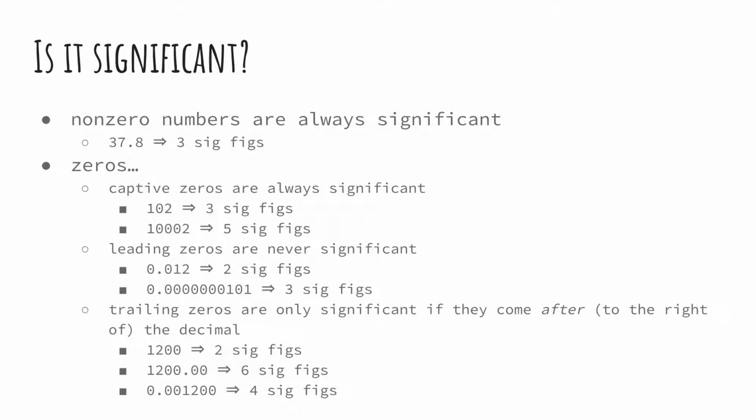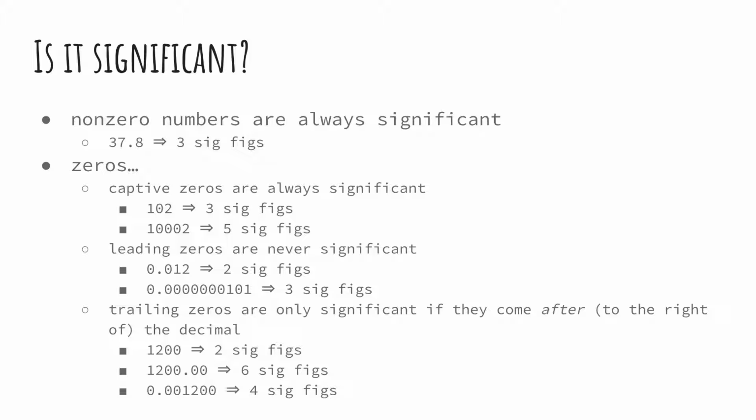So here are the rules for determining whether a numeral in a measurement, whether a figure, is significant. Non-zero numbers are always significant. So you look at the number 37.8. That has 3 significant figures, 3 sig figs. Now, while we want to count sig figs, I'll get to that in a bit, don't worry. But non-zero numbers, always significant.